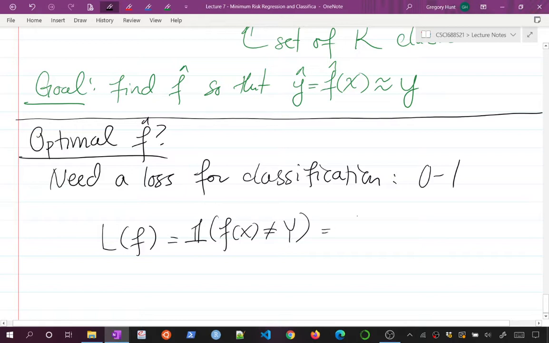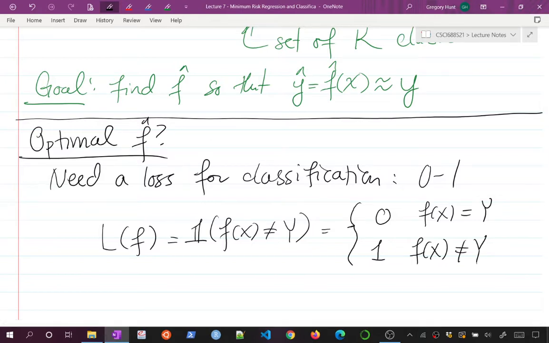So what does that mean? It basically means I'm going to give it no points of loss if f of x is equal to y, and I'm going to get a single unit of loss if f of x is not y. Y is the target, f of x should be y, so I'm just going to assign a unit of loss that way.